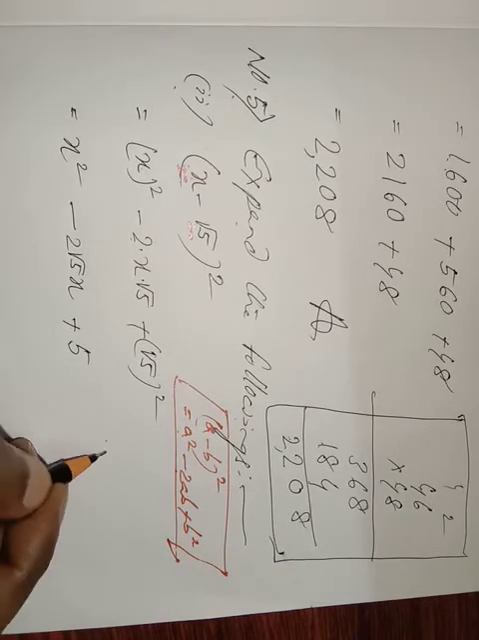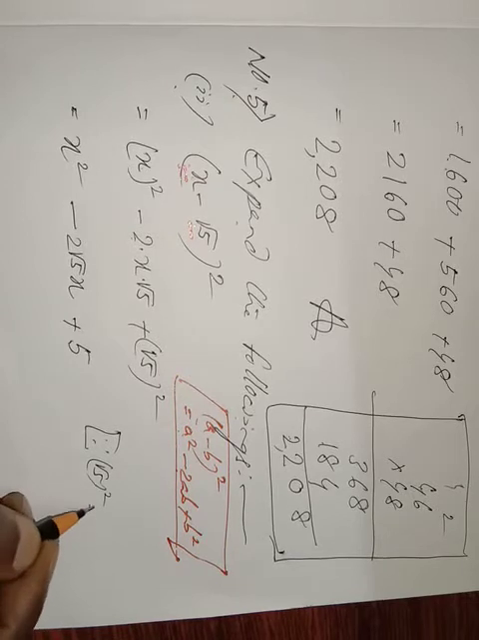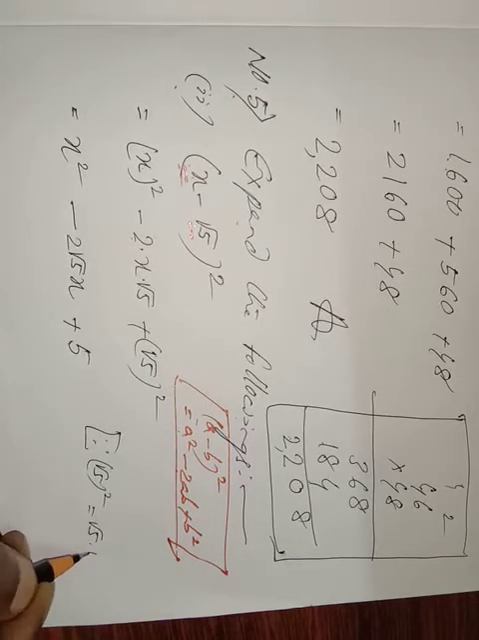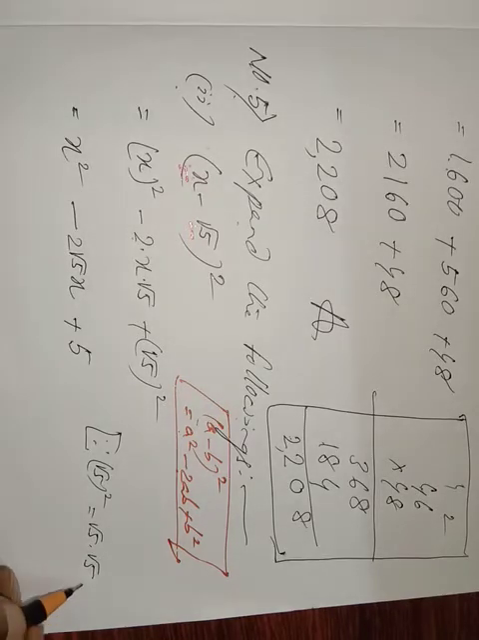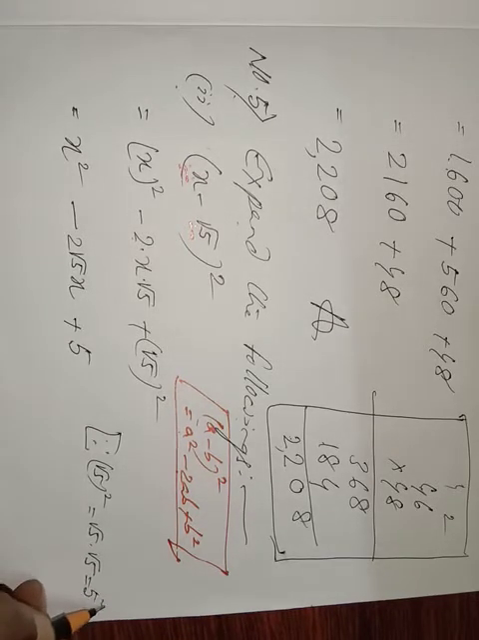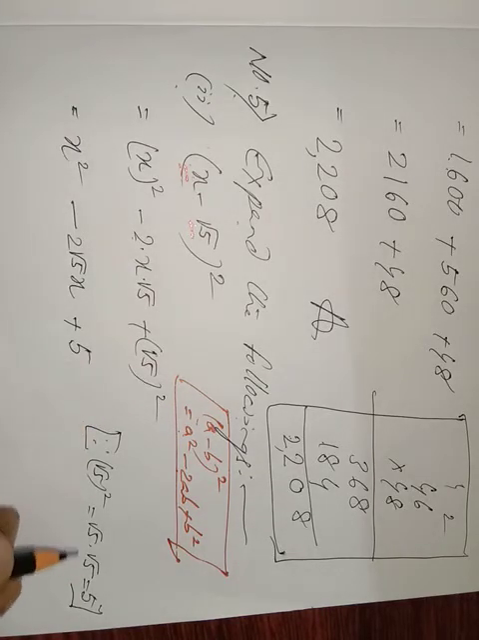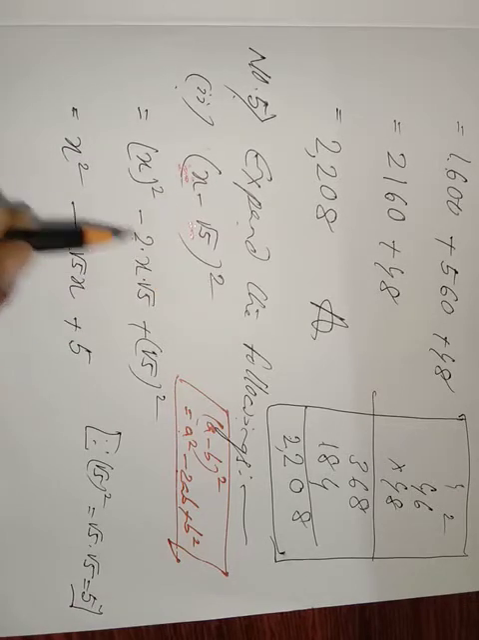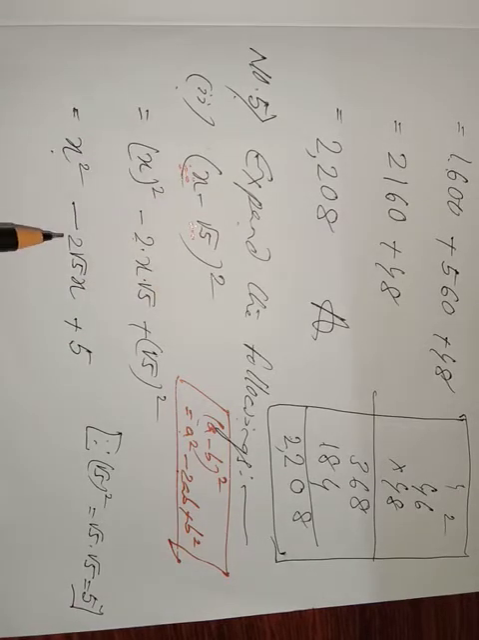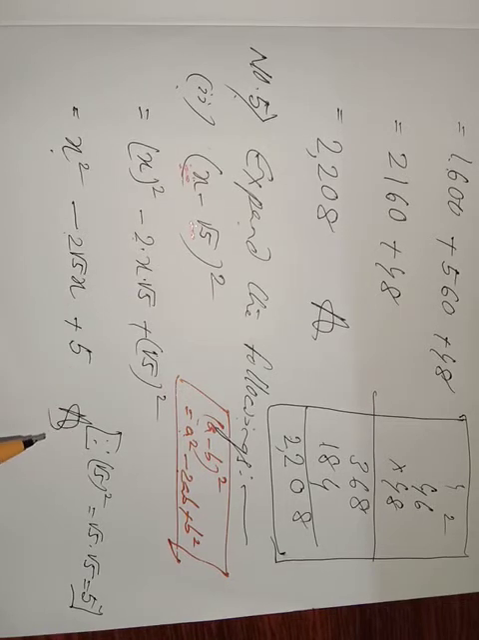I am writing here also, since root 5 whole square means root 5 into root 5. If you multiply the same thing two times, root 5 into root 5, the result will be only 5. This is a slight difference. Root 5 whole square will be root 5 into root 5, the answer is 5. So what is the result of x minus root 5 whole square? The result will be x square minus 2 root 5x plus 5. This is the answer. I hope it is clear for you.